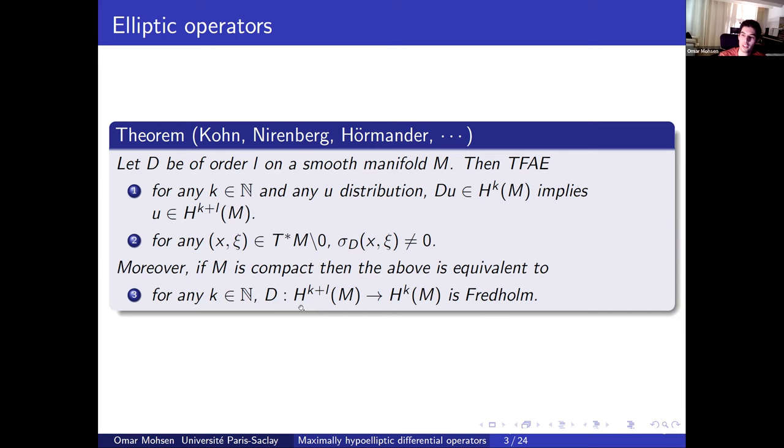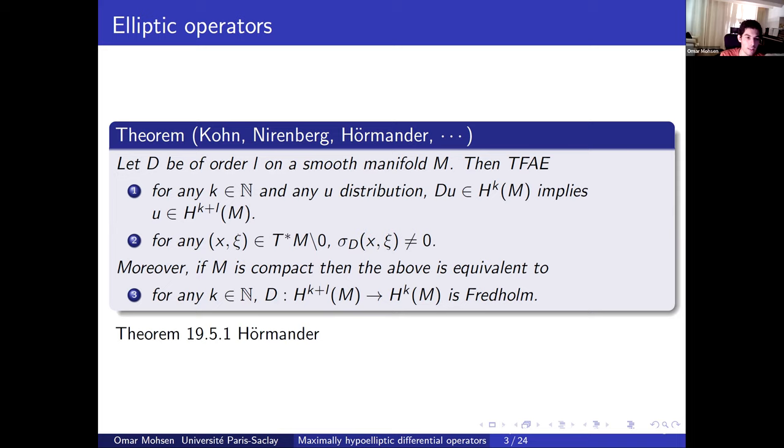I'll also remark that in 1 and 3, it's written with for all k, but the theorem remains true with there exists k. For all is equivalent to there exists, okay? And this theorem, you can find it in Hörmander's book. Now the goal of this talk is to generalize this theorem to a much bigger class of differential operators. So let me explain what I mean by this.